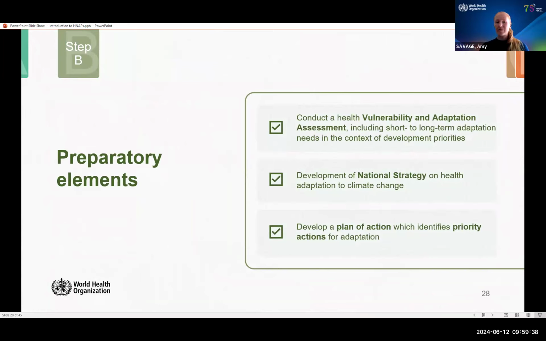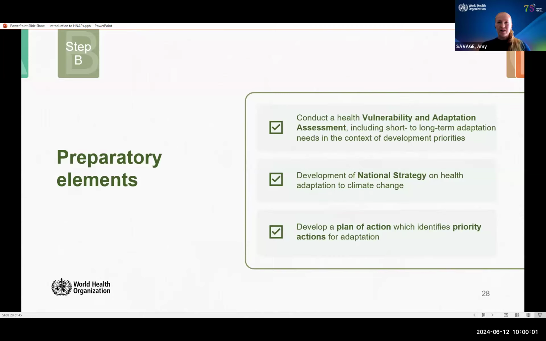So if a climate change and health vulnerability and adaptation assessment has not yet been conducted, it would be recommended to be conducted at this stage so that we can inform the development of the HNAP with the understanding at a country level, even at a subnational level, what are the specific health risks in our context?